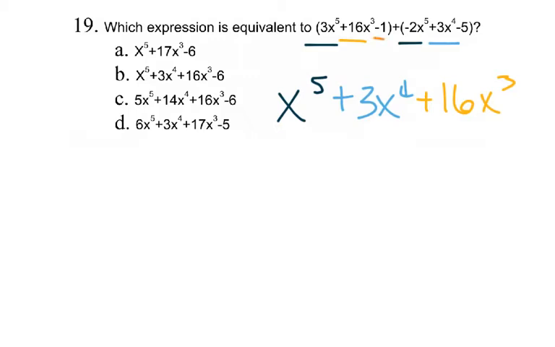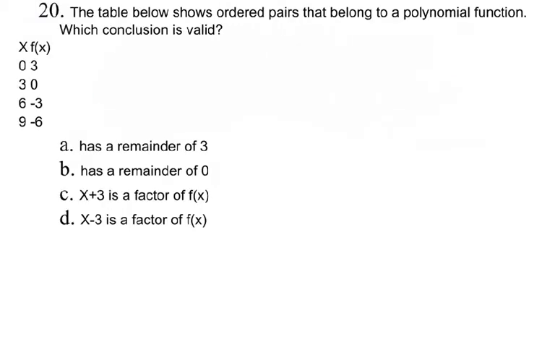And then negative 1 and negative 5 become negative 6. So that one's easy, but sometimes you just don't notice which ones are like terms and which ones aren't. So B is the correct answer.